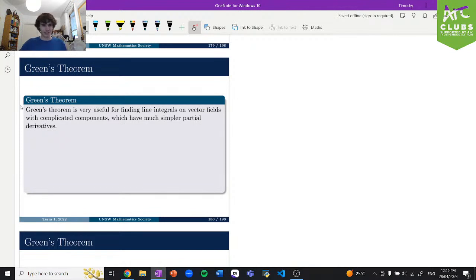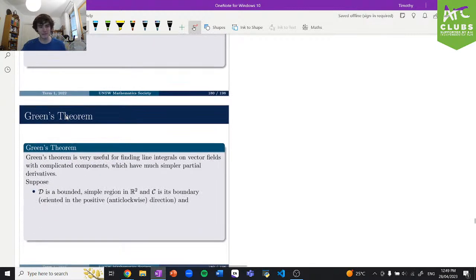Okay, let's look at one of the best theorems that we get to deal with in this course, which is Green's theorem. Because Green's theorem is another really nice way for finding line integrals on vector fields with complicated components that have much simpler partial derivatives. Basically, you look at the function and you're like, man, if only I could do some partial derivatives on this thing.